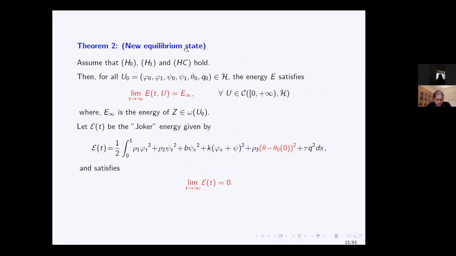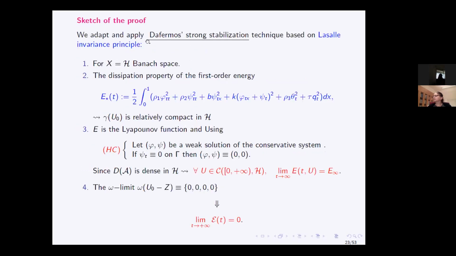So a new equilibrium state. The energy will not go to 0, but it goes to another constant given by E infinity. So we prove the strong stability of the energy, the new energy, E(t), goes to 0 when time goes to infinity. Sketch of the proof, we adopt and apply the Dafermos strong stability technique based on the LaSalle invariance principle.